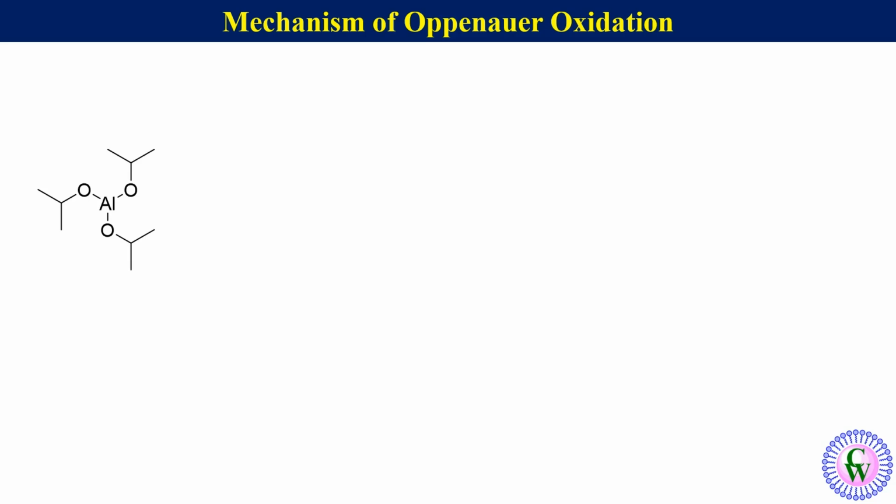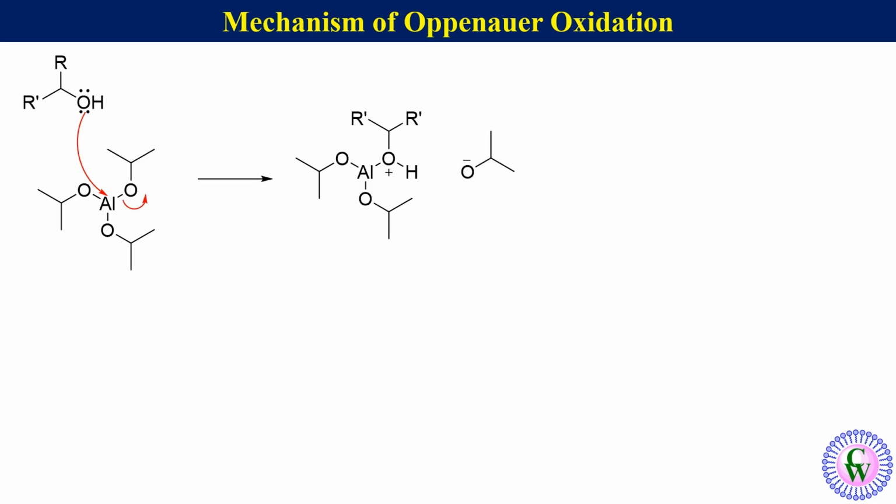Aluminum triisopropoxide is a Lewis acid while alcohol is a Lewis base. Attack of alcohol on aluminum of aluminum triisopropoxide followed by elimination of isopropoxide ion gives protonated alkoxy diisopropoxy aluminum and isopropoxide ion. Proton abstraction by isopropoxide ion gives isopropanol and alkoxy diisopropoxy aluminum.